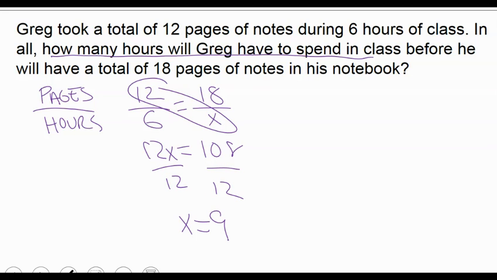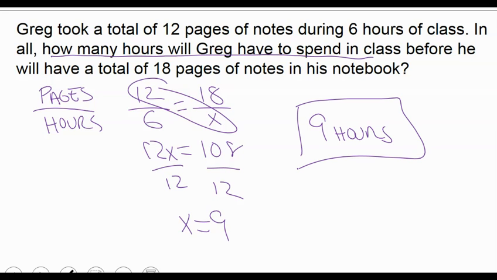Now remember, this was a word problem. So my final answer is not 9. My final answer is, what was I finding? I was finding hours. So my final answer will be 9 hours. All right, let's do another.